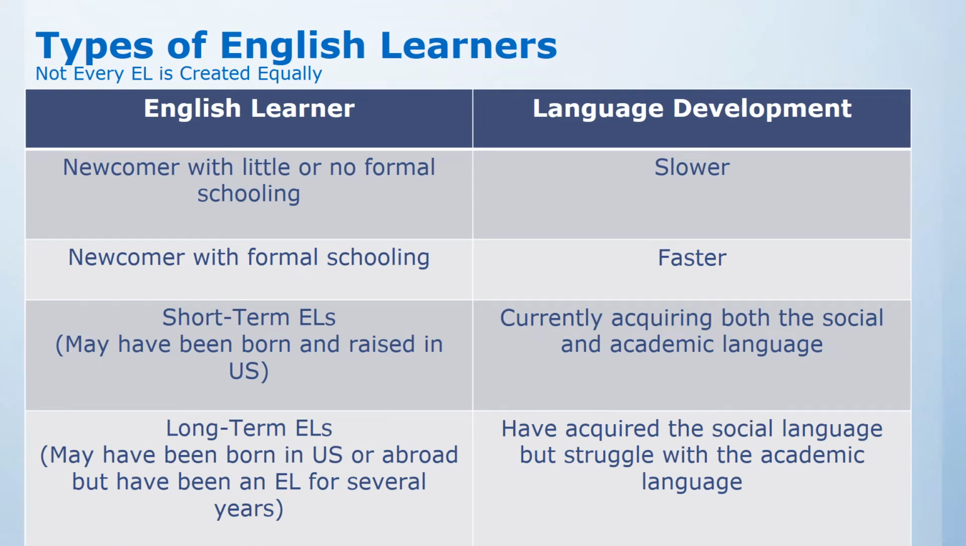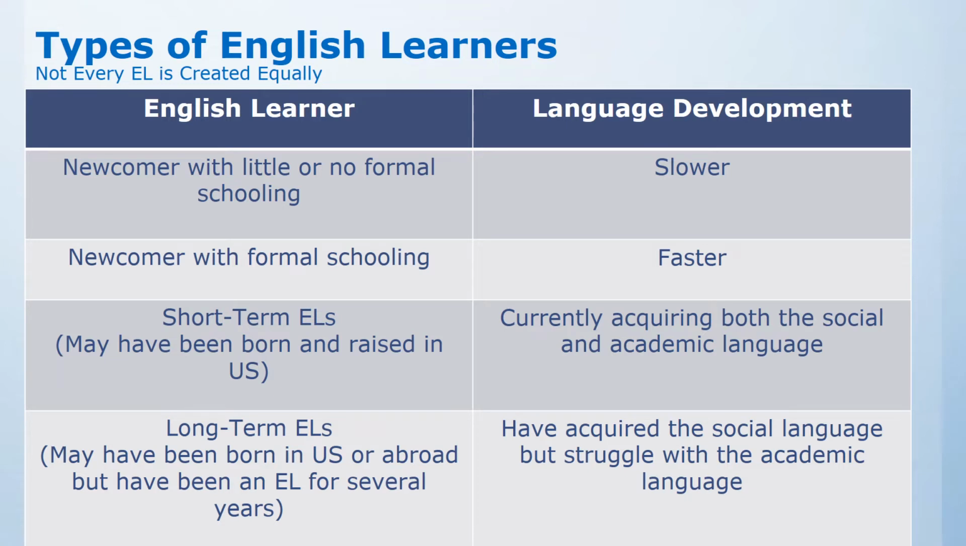Should every English learner in your classroom receive the same amount of instructional support? The answer is no, because not every English learner is created equally. Let's look at the different ELs and their language development. Newcomers are new to the country, the language, the culture, and the school system. Those newcomers coming with little or no formal schooling will acquire the English language at a slower rate. This is due to the academic gaps within their own native language. Those coming with formal schooling will acquire English faster.